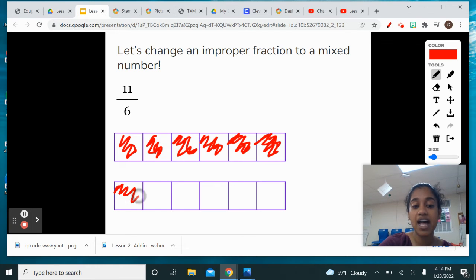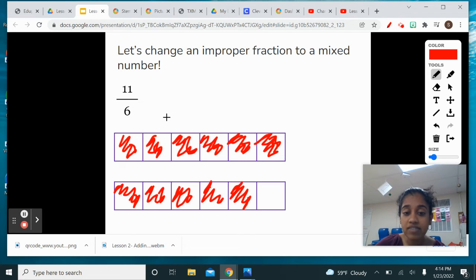6 plus 7, 8, 9, 10, 11. So I have 11/6 shaded in, right? Okay. Now we want to switch this to a mixed number. So that means I need to have a whole number and then a proper fraction.